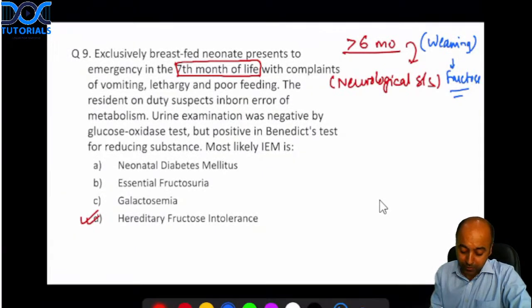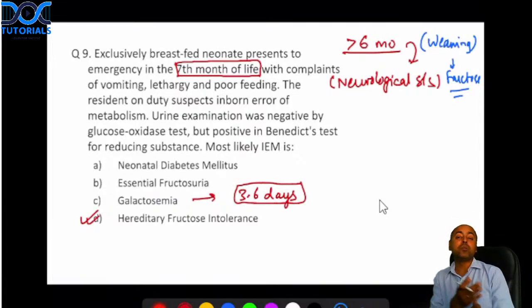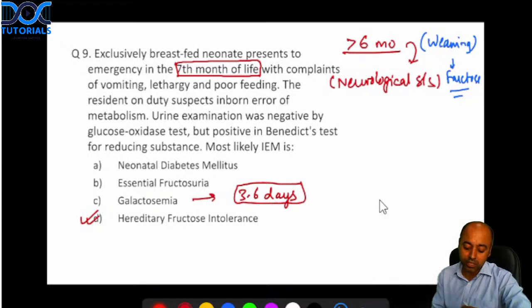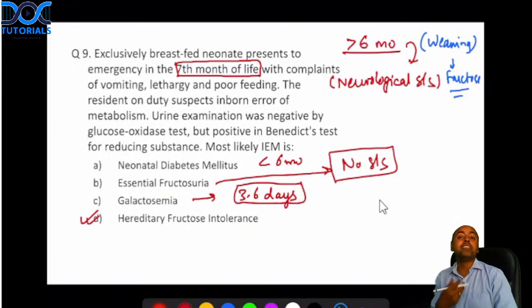Please note, in case of galactosemia, the age of presentation will be 3 to 6 days. So within the first week of life, the child will be brought to the hospital, and presentation is similar. Neurological signs and symptoms will be there, but it will come within 3 to 6 days. Neonatal diabetes mellitus will also present in less than 6 months. In case of essential fructosuria, you don't have any signs and symptoms. It will be an incidental finding. You are investigating for some specific disease, and along with that, incidentally you find out this person is also having essential fructosuria.